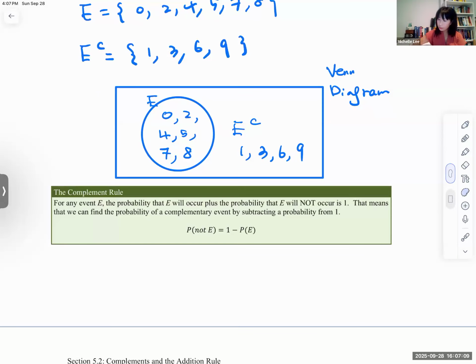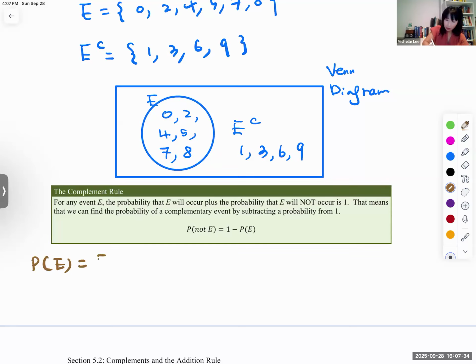Okay, then we have a formula. How do you find the probability of not event E, the complement of event E? Then we have 1 minus the probability of event E. Okay, so let's talk about this. What is the probability of event E in that case? The number of event E over the number of sample space.